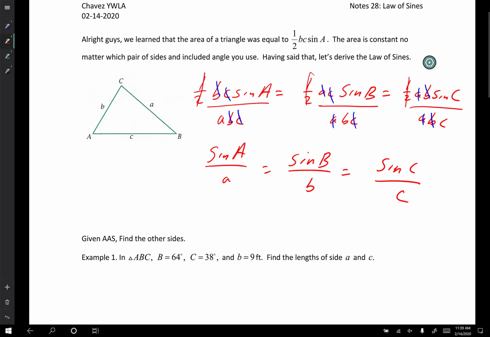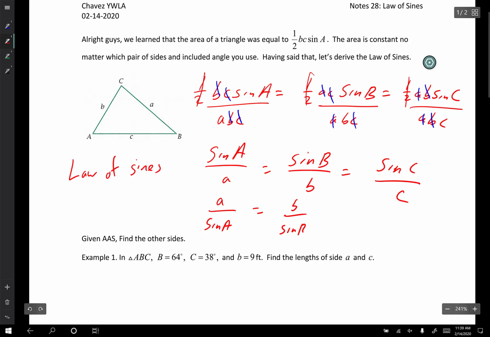What do you think this is called? Law of sines. It's called law of sines. If you Google law of sines, maybe some of you will hit some university website, and it's going to say this: A over sine A, B over sine B, and you're going to say, Chavez, that's not law of sines. I just Googled and found this university who says this is law of sines. They're the same. You're still talking about a ratio, sine A over little a, or little a over sine A. It's just the reciprocal of it. Does that make sense? So they're both a law of sines, guys.